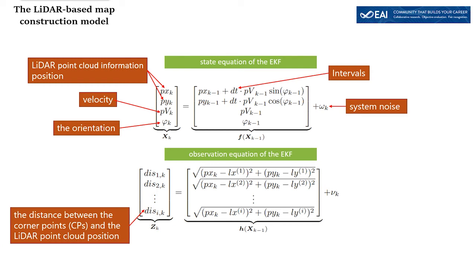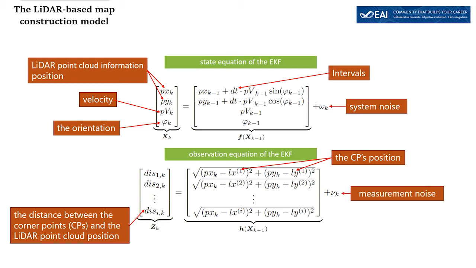In the observation equation of the extended Kalman filter, on the left, dik is the distance between the corner point and the LiDAR point cloud position. On the right, lxi and lyi are the corner point position, and vk is the measurement noise.